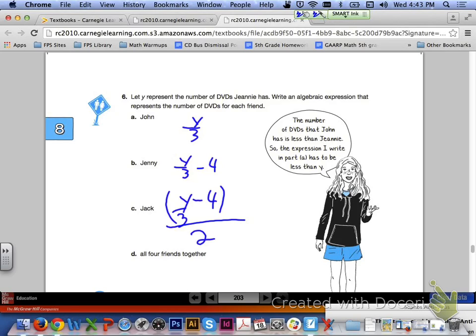Now if we want to put that all together with all 4 friends, remember Janine has Y, and then we're going to add that to John, which was Y over 3, and Jenny, which was Y over 3 minus 4, and add that to Jack, which was Y over 3 minus 4, and that's divided by 2.